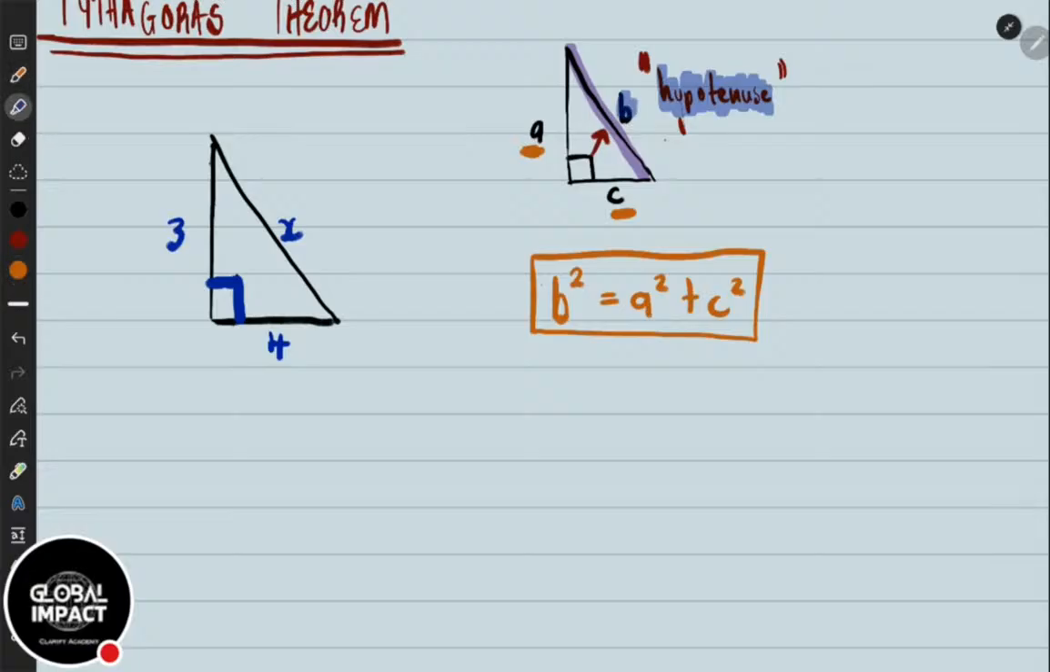B is the hypotenuse. He must be alone. Then A and C will be together on the other side of the equal sign. But what I want you guys to know is that you put everything as squared. Be sure to put everything as squared. Okay, well done.